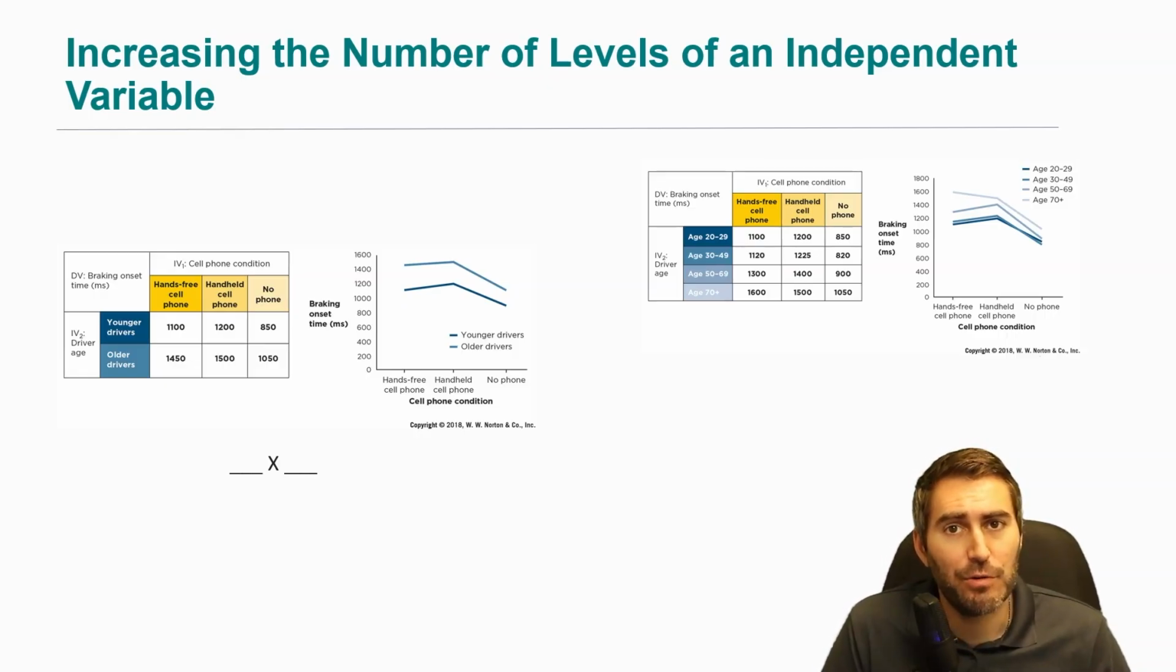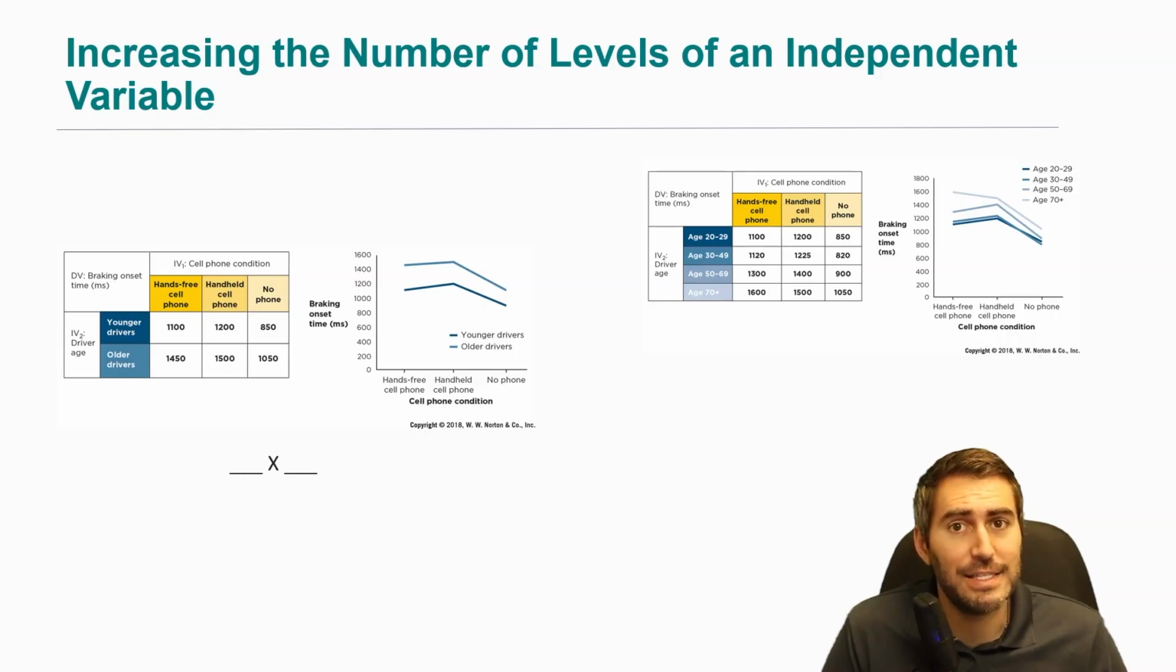There are 12 total cells, making it a 3 by 4 factorial design. Again, notice that since there are still only 2 independent variables, there are still only 2 blank spaces, but the numbers in them correspond to the number of levels each variable has. The 3 corresponding to the variable levels in yellow, and the 4 corresponding to the variable levels in blue.